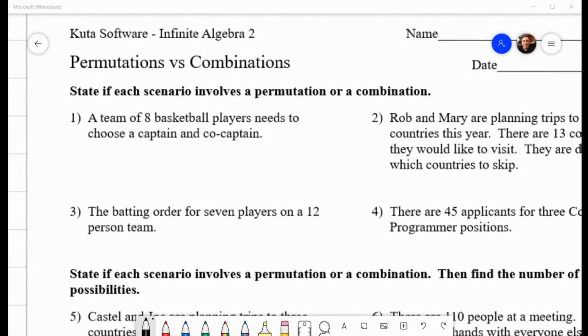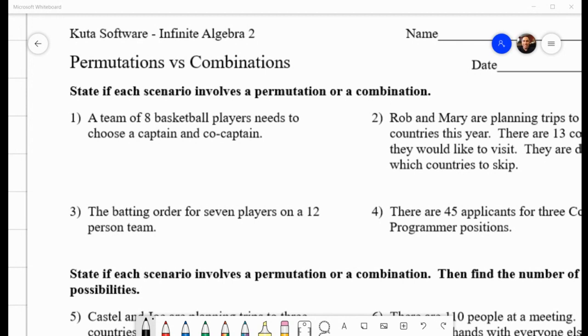So again, we want to know if these are permutations or combinations, right? Remember, for a permutation, the order matters. If you change the order, you do get a different result. The order matters, in other words. So here we have 8 basketball players, right? And they want to choose a captain and a co-captain. Okay, well, that's going to be a permutation.